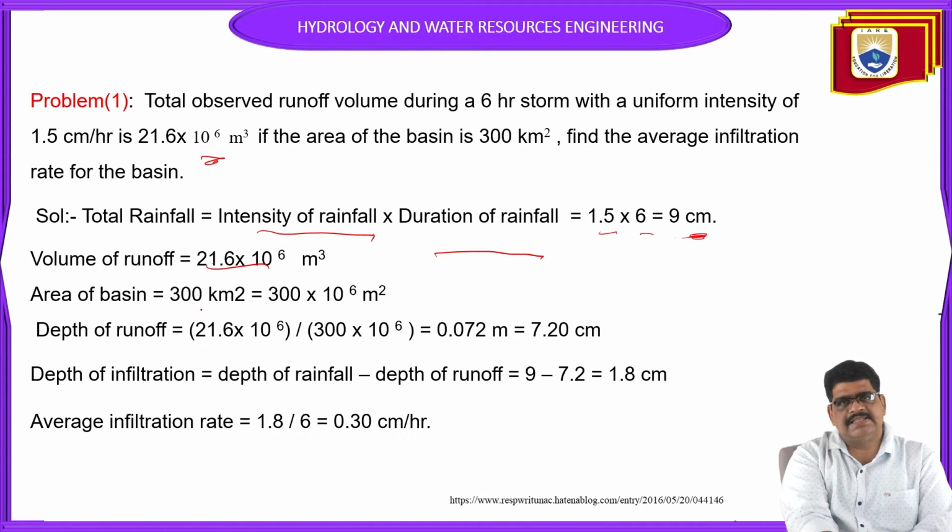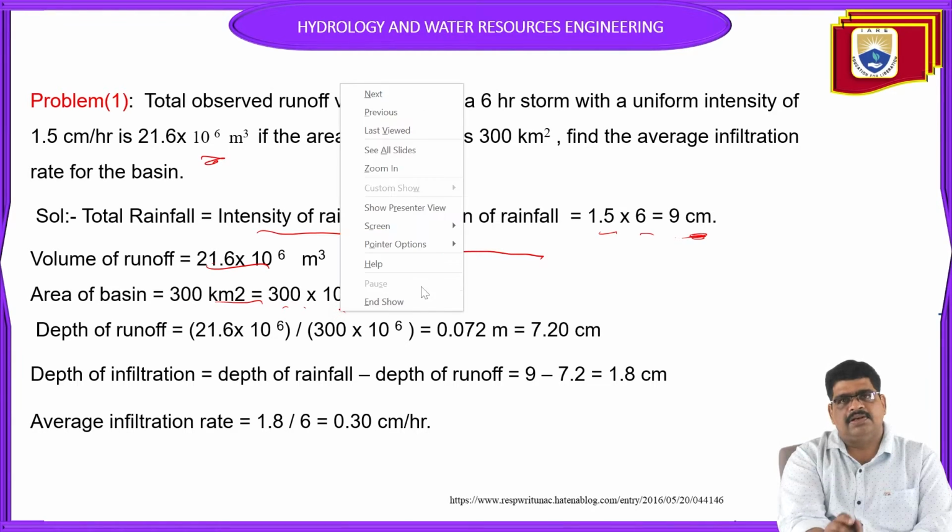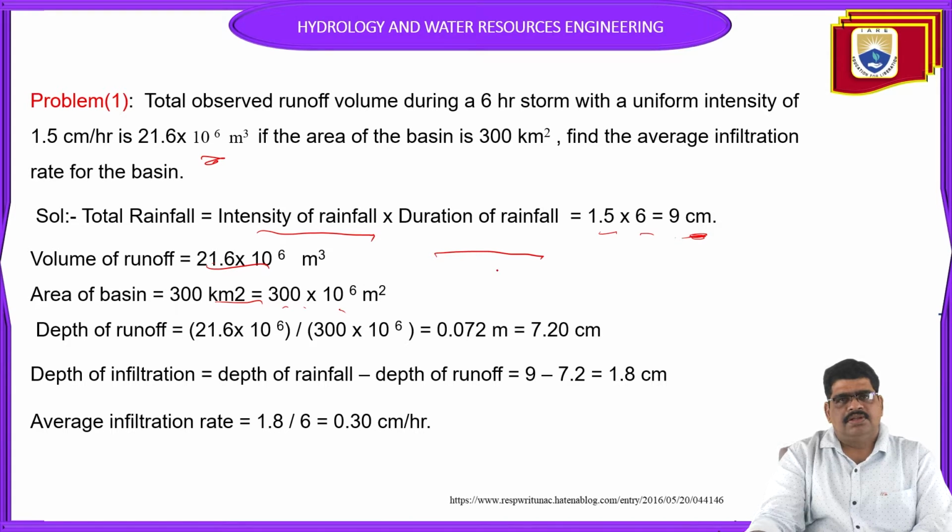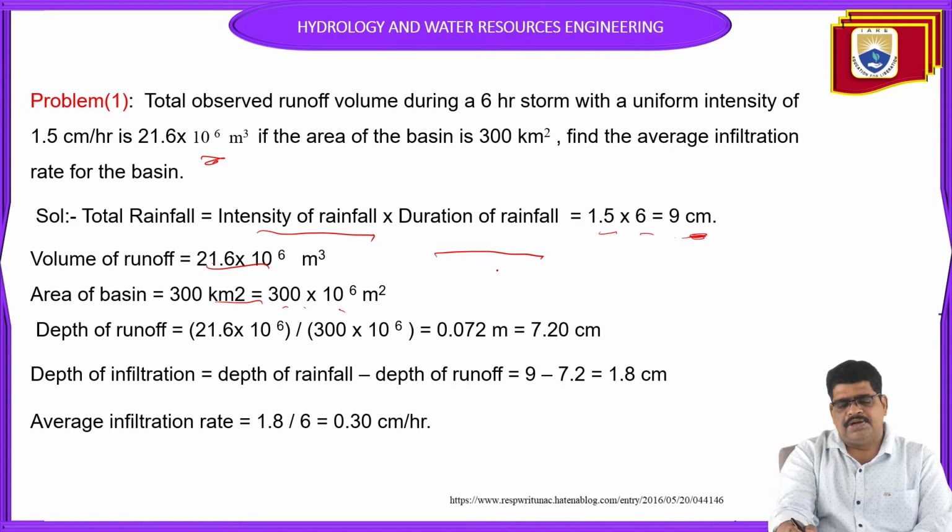Area is also given as 300 kilometers square, that is 300 into 10 to the power of 6 meter square. Area of the basin is 300 into 10 to the power of 6. Depth of the runoff is equal to 21.6 into 10 to the power of 6 divided by 300 into 10 to the power of 6, which is equal to 0.072 meters. That is equal to 7.20 centimeters.